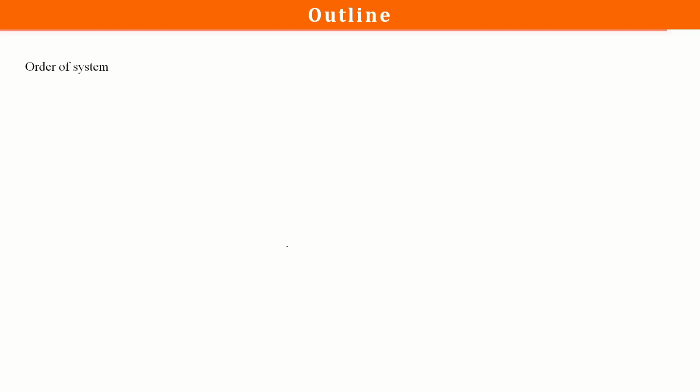So let's see what we are going to cover in this lecture. We are going to discuss how to determine the order of the system, how to determine the type of system, and then we'll take up some examples to understand how to get the order and type of the system. So let's start with the order of the system.